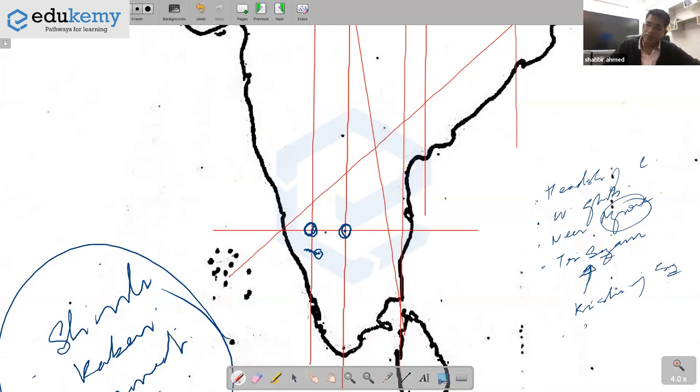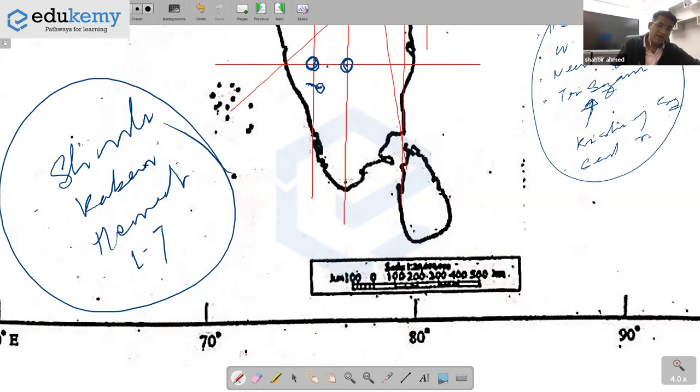Okay, and it's a small seasonal river. That's all. Nothing more to talk about. The name of the rivers are Shimsha River, Kabani River, Hemvati River, and Lakshman Tirath. Mark all the rivers near Kaveri, a small line, the way I have marked here, and just leave it.